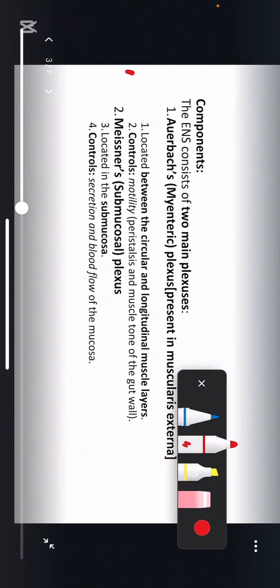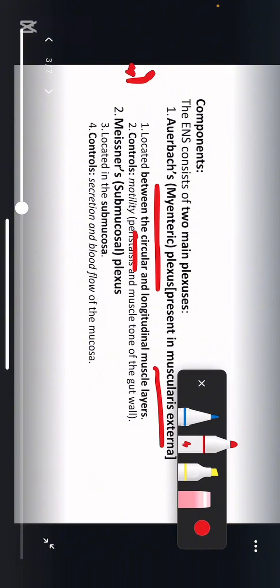So the component of the enteric nervous system consists of two main plexuses. Auerbach's plexus, that is also called myenteric plexus, present in the muscularis externa layer. Histologically there are layers: mucosa, submucosa, muscularis externa. So Auerbach's plexus or myenteric plexus is present in the muscularis externa. It is located between the circular and longitudinal muscle layers.